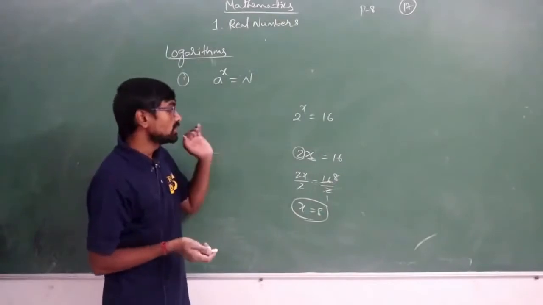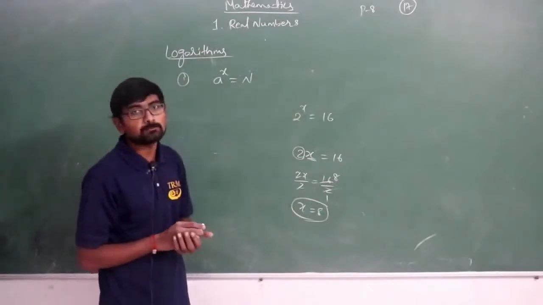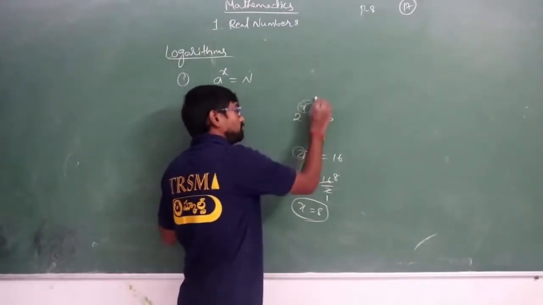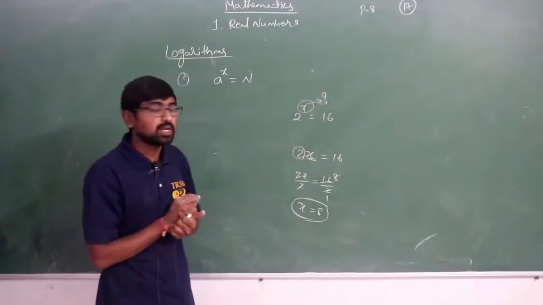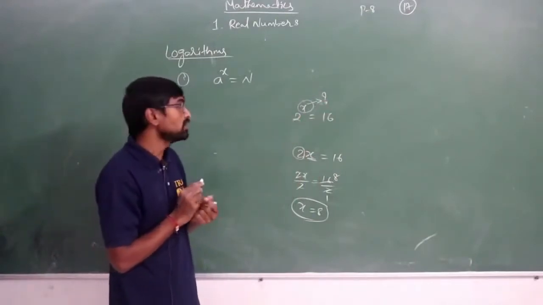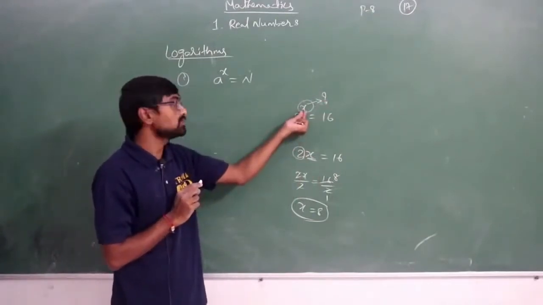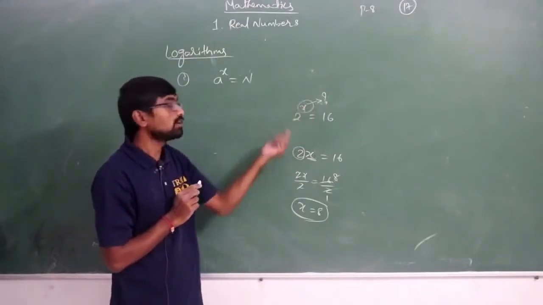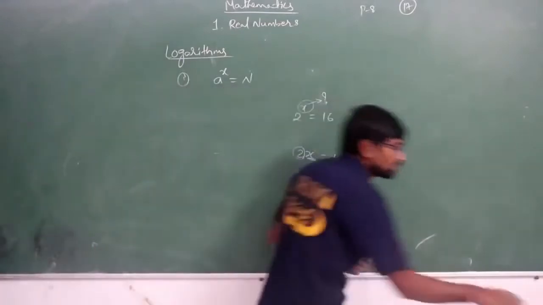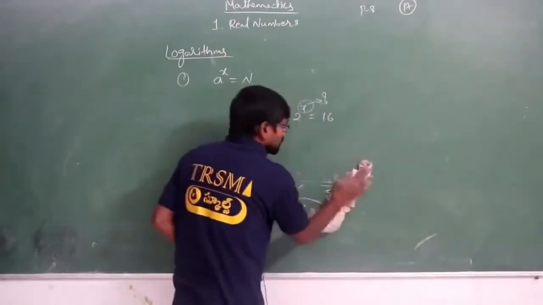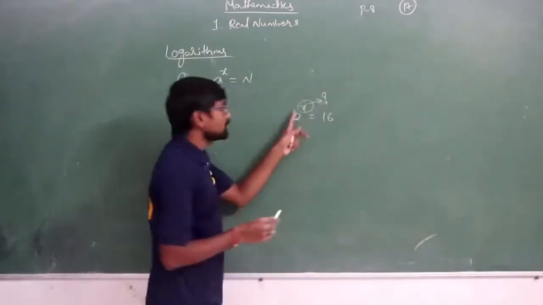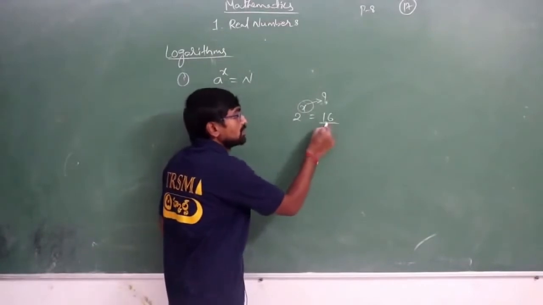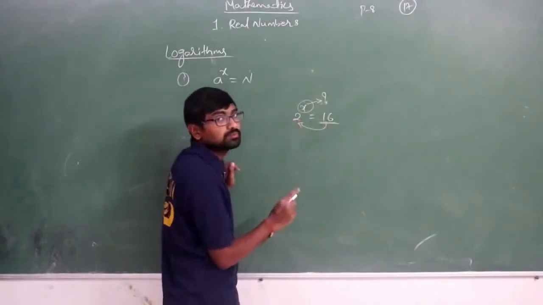Then what about the variable which lies in the power? If I ask you to find the value of x, how will you find it? The variable x lies in the power, it is in the form of an exponent. As we have 2 power x is equal to 16 here, what you will do is convert this 16 to the same base as 2.